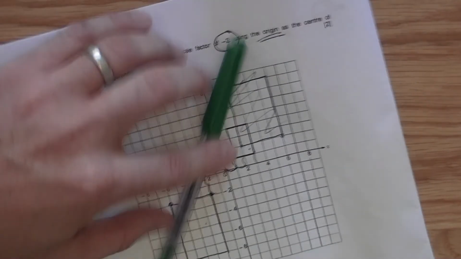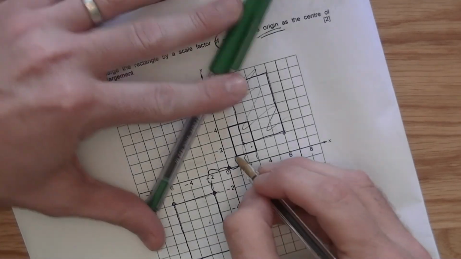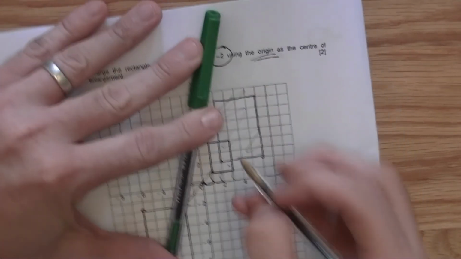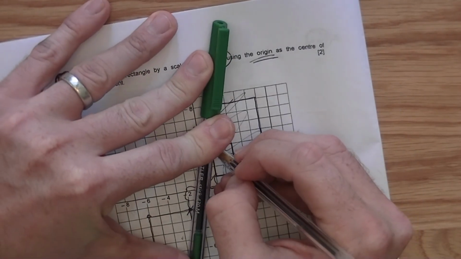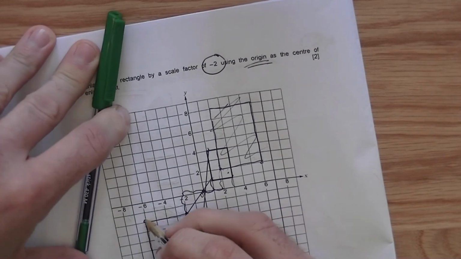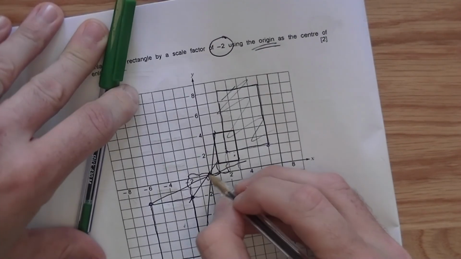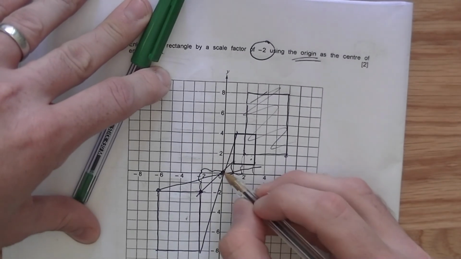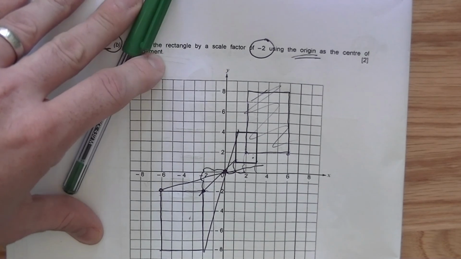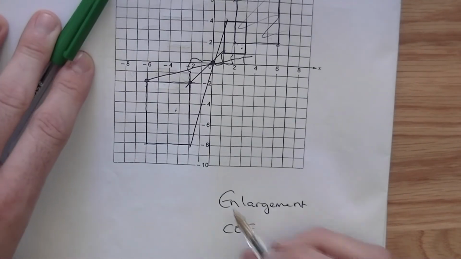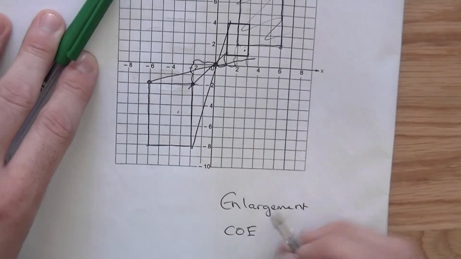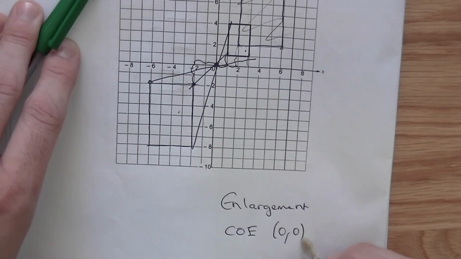Okay, then draw rays, connect the corners. So I'm connecting this corner to this corner, and this corner down to this corner, and so on, and this corner up to this corner, and you get it. And you'll see that all these lines go through the same point. That is your center of enlargement, okay? So center of enlargement where all these lines cross, and in this case it's 0, 0, or the origin.